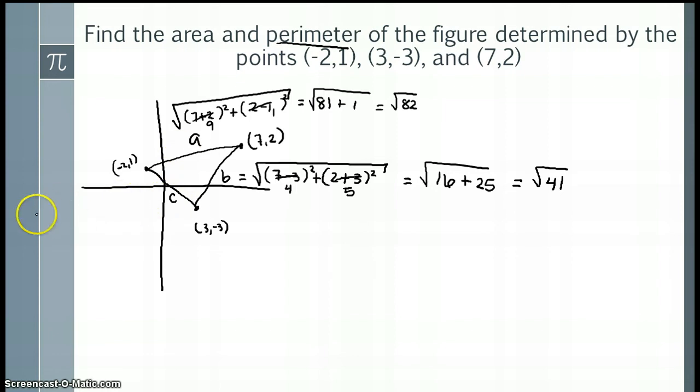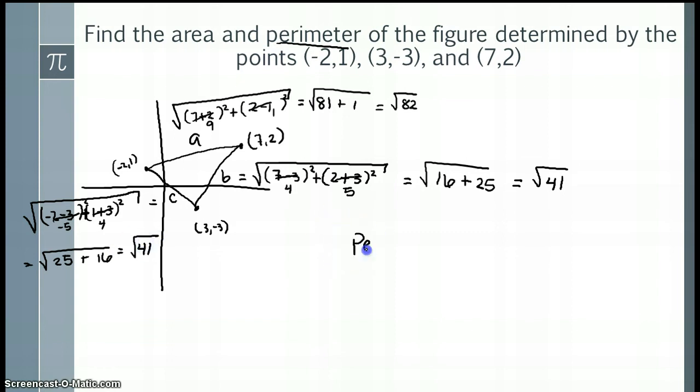And last but not least, I need my distance over here for C. So again, I'm going to take my x's and my y's of the distance that's formed for C. So that's negative 2 minus 3, and 1 minus a negative 3. Both of those are squared, and there's a plus sign in between those, I promise. So that's going to give me negative 5, and when I square negative 5, that's going to give me 25. 1 and 3 give me 4. When I square 4, I get 16. So this side's also going to be the square root of 41.